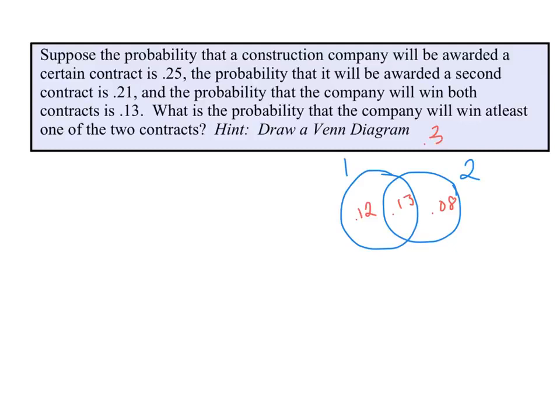Okay. Now the other way to do it is to use that modified addition rule that we learned about in the previous video, which says you can add the 2 together even though they aren't disjoint as long as you subtract that intersection off. And if you calculate that, you will definitely get 0.33.